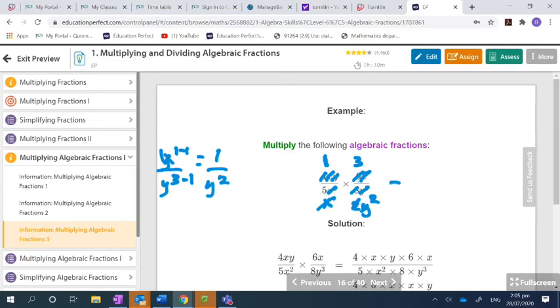Now we've divided everything away that can divide away, so we're just going to multiply how? Straight across. In the top, all that's left is 1 times 3, which is 3. In the bottom, we have 5 times what? Y squared, so that gives me 5y squared.